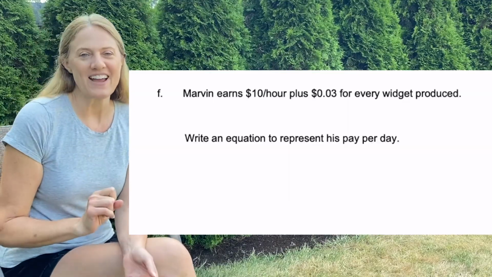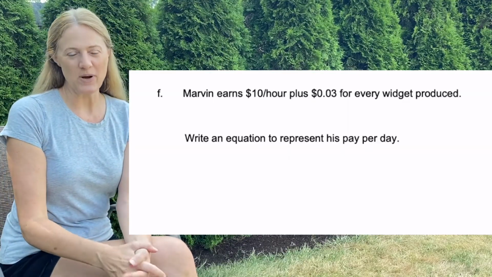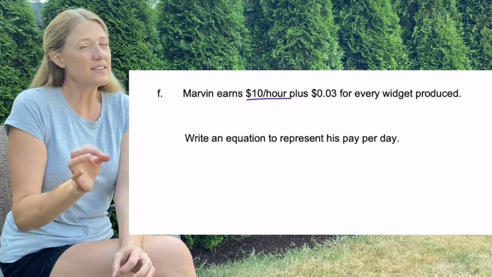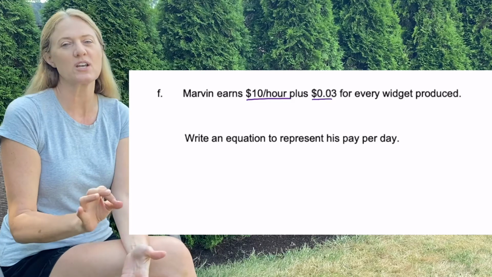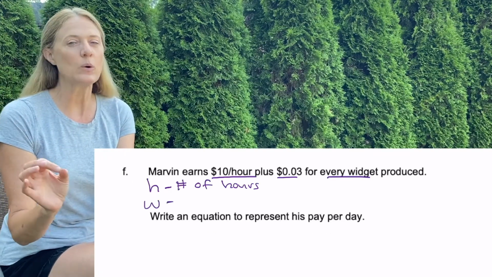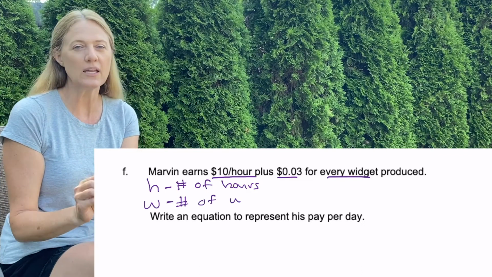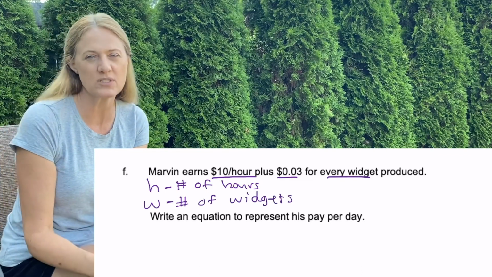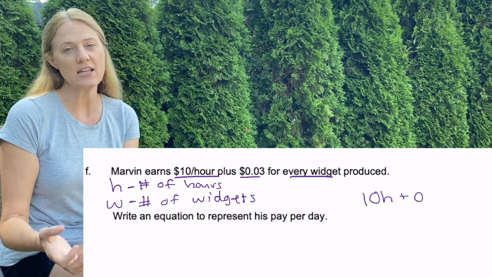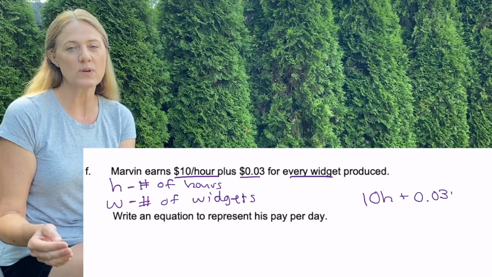Let's look at F right now. We're still writing an algebraic expression, but we're presented with a situation. Marvin earns $10 per hour plus 3 cents per widget produced. So let's define variables. H equals the number of hours worked, and W equals the number of widgets produced. Therefore, Marvin's wage will be 10H plus 0.03W.